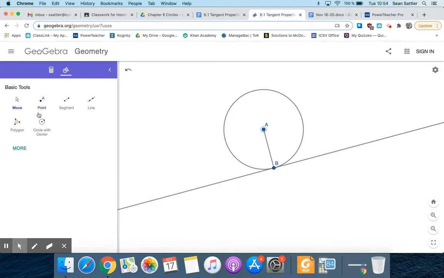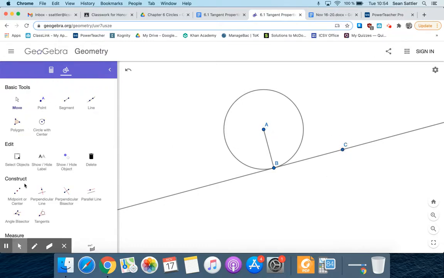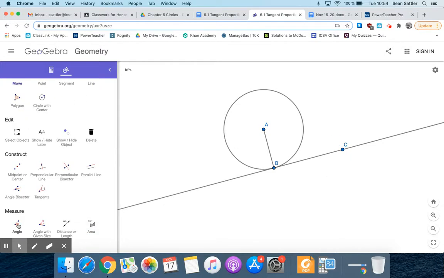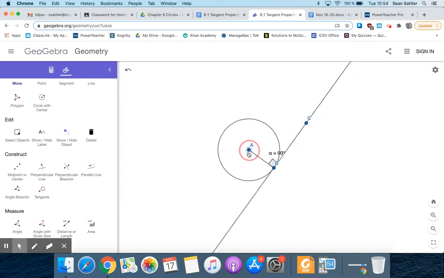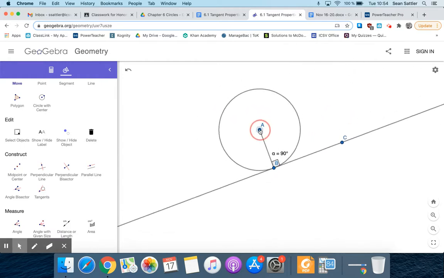So in order to measure that, I just need to create another point, and measure this angle ABC. And we can see that this angle is perpendicular no matter what. So even if I move this around, this tangent line is always perpendicular to a radius.